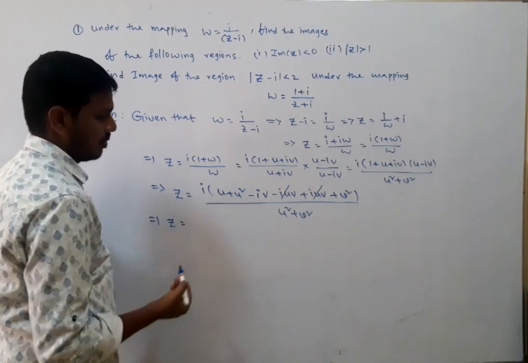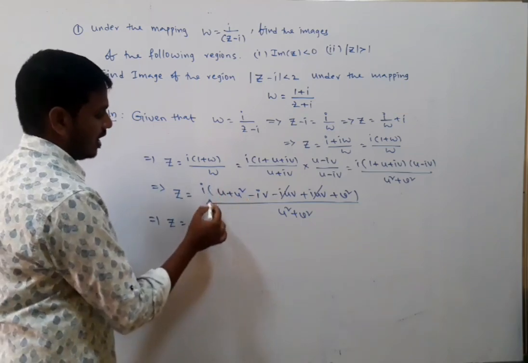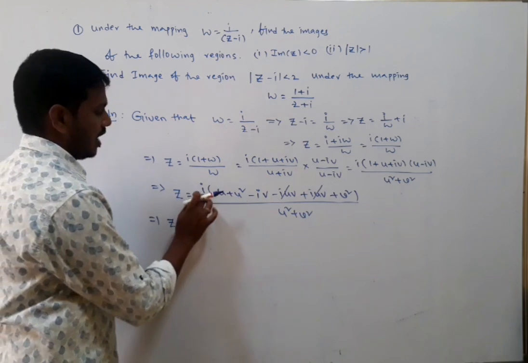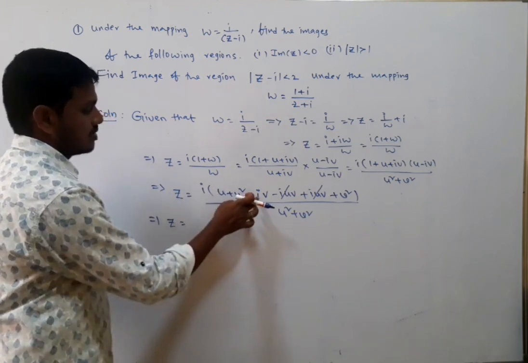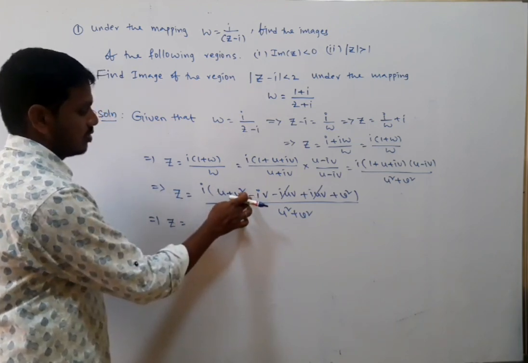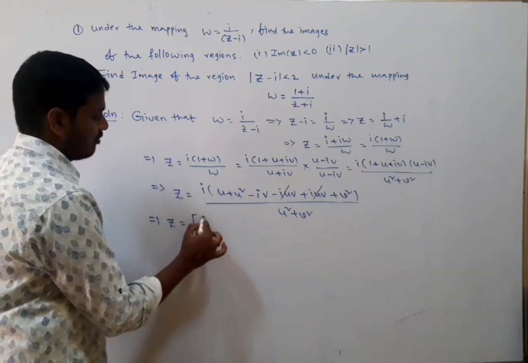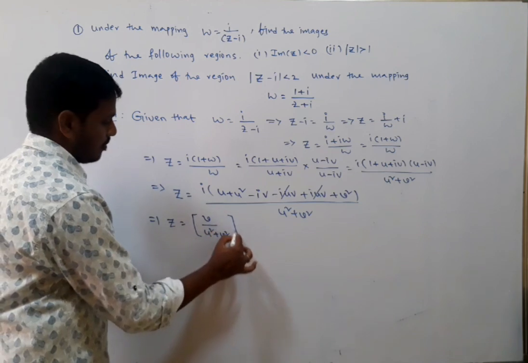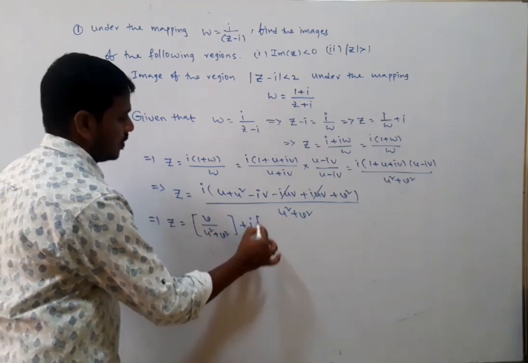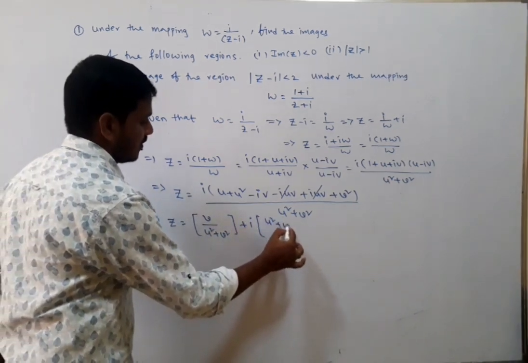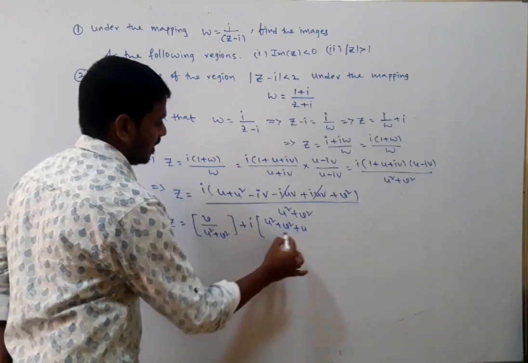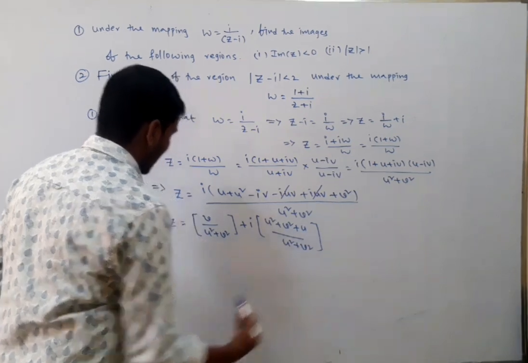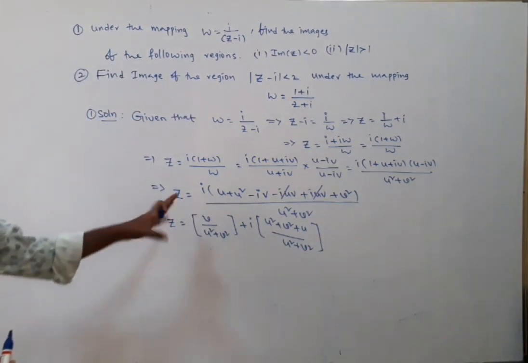For the rest of the terms we have Z equal to, if you are multiplying with i also, no problem. If you are multiplying with i, this term becomes an imaginary part, i into i square. i square is minus 1, minus into minus plus, here it is v divided by u square plus v square, plus i into u square plus v square plus u divided by u square plus v square. That means we have written Z in terms of u and v.